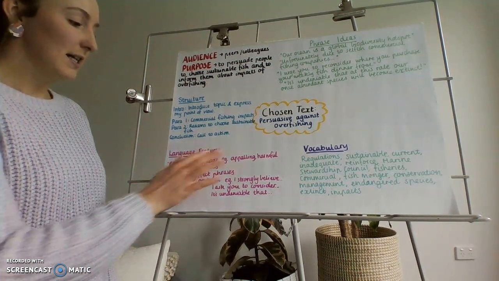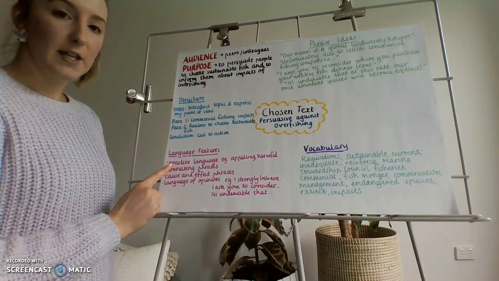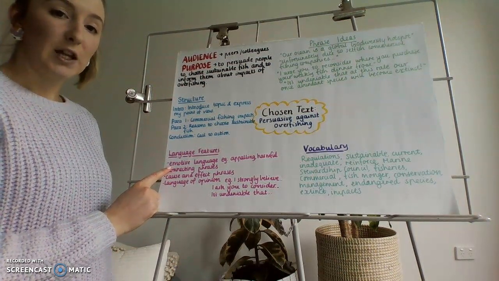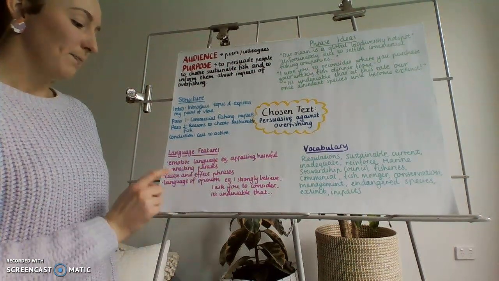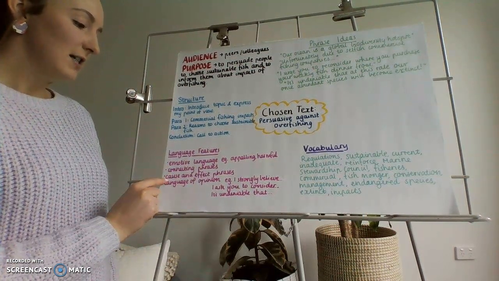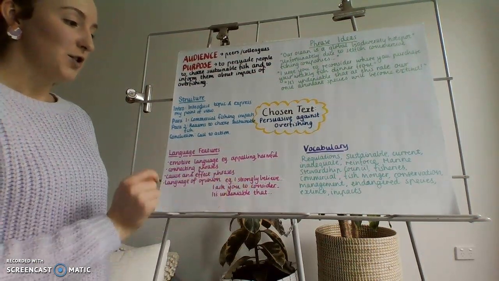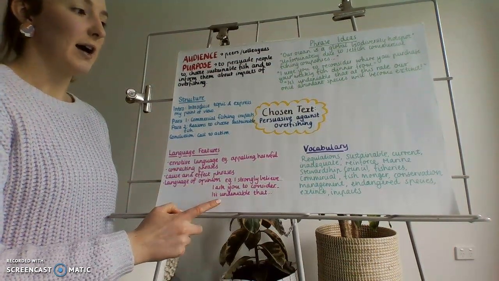The next thing I did was consider my language features. I know that really powerful persuasive texts include emotive language. They're words that make people really think about their actions. I've got words like appalling and harmful. I'm going to need connecting phrases, cause and effect phrases, and the language of opinion, e.g., I strongly believe, I ask you to consider, and it's undeniable that.